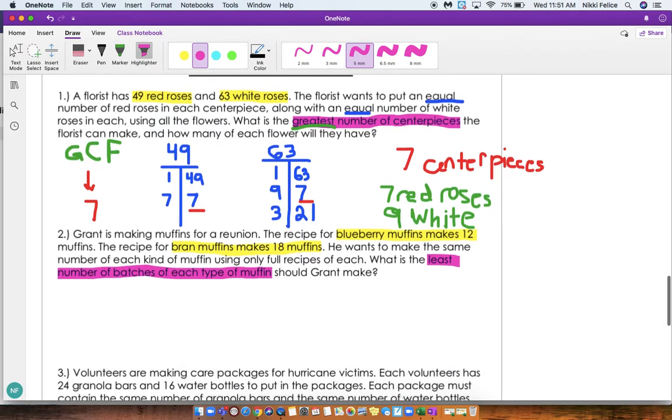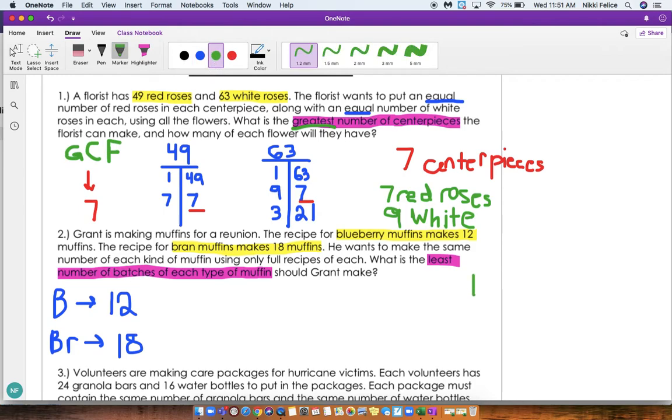Okay, so we know that for the blueberry muffin, that makes 12. And for the bran muffin, I'm going to put BR for bran, that makes 18. I want to know what's the least number of batches of each type of muffin Grant should make. Well, least is keyword for least common multiple. So I want the least common multiple here.